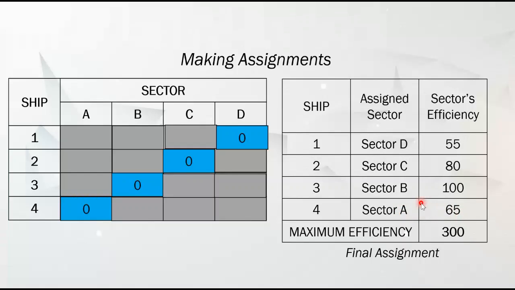And the maximum efficiency, or the greatest overall efficiency, of this particular assignment is 300, and that is the final assignment for each ship to its sector.